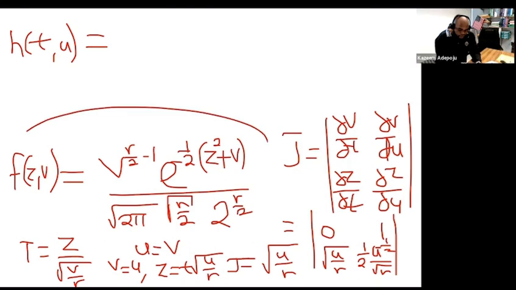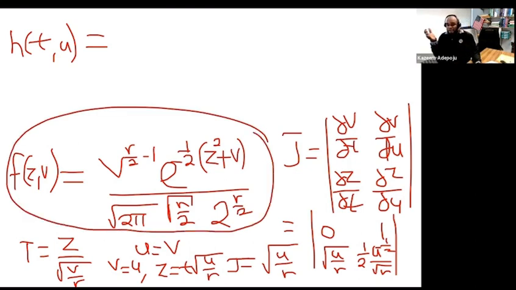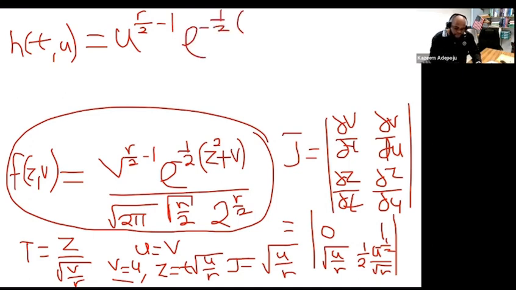I want to focus on this guy now to be able to get the h of t, u. So my v is going to be u, raised to the power r over 2 minus 1, and exponential raised to the power minus u. Then what is my z squared?